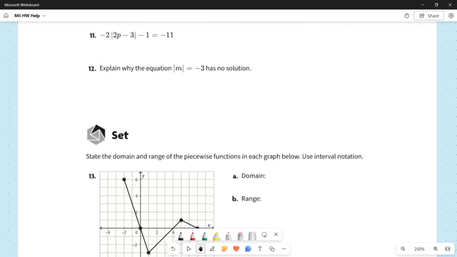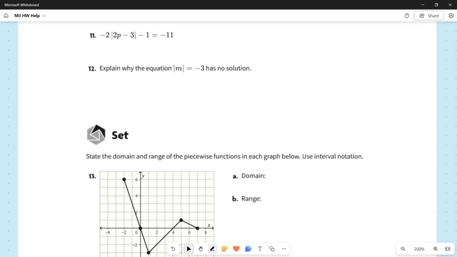Next assigned question was number 11. This one's got a little bit more stuff in it, but my overall approach isn't going to change. My first step here is to isolate the absolute value. So I have negative 2 times the absolute value of 2p minus 3, and then minus 1 equals negative 11. So I have to get rid of that negative 2, and I have to get rid of that negative 1.